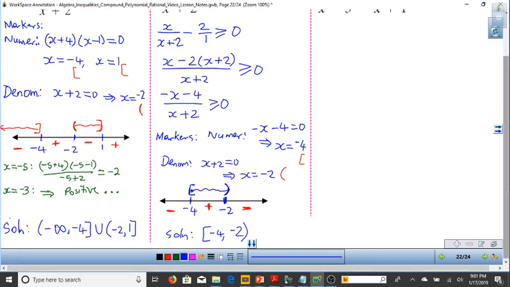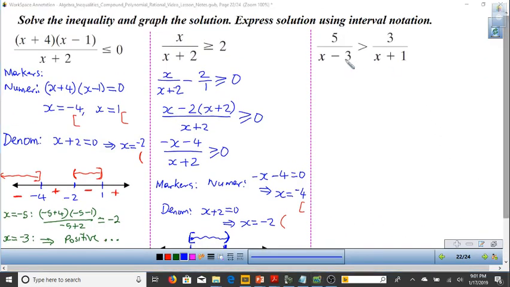Let's move on to the next example. More complicated, but we can do it. We never cross multiply. Never, ever cross multiply by a variable when you have an inequality. So this one might take up some space. So we're going to see if we can fit it all in the region that I have here.